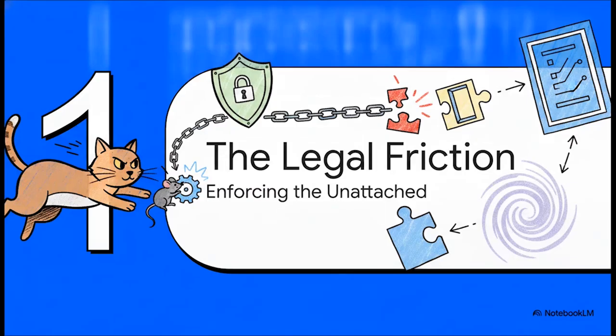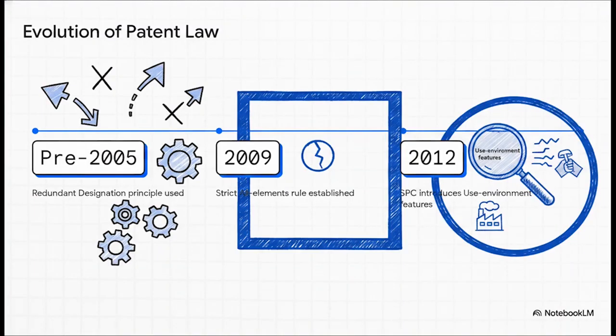Section 1. The legal friction, enforcing the unattached. To really grasp this topic, you have to understand that this is literally a cat-and-mouse game between inventors trying to protect their creations and infringers looking for the slightest, tiniest gap in the legal armor. For a long time, the gap they exploited was the physical space between a part and the environment it was actually meant to be installed in.